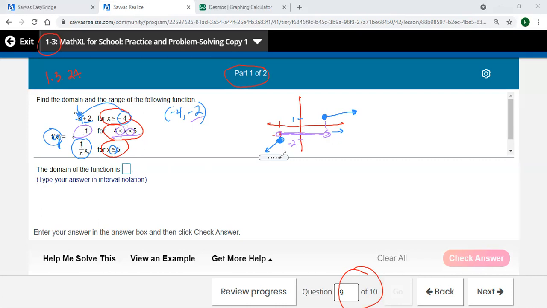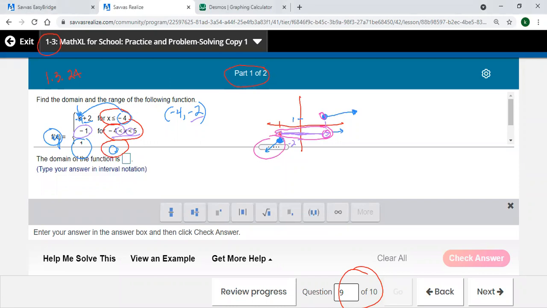And we're just talking about the domain here. So it goes forever to the left, and it is connected all the way across here. Always filled in above and open. And it goes forever to the right. So my domain, a parenthesis, soft bracket, -infinity, forever to the left, comma, infinities are always soft brackets, to a positive infinity to the right for my domain.